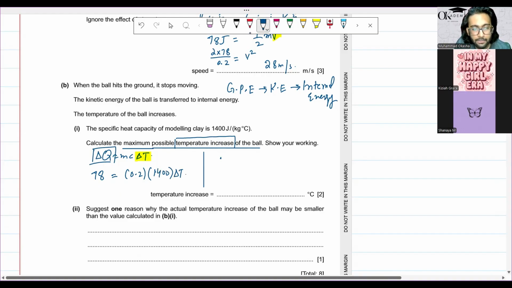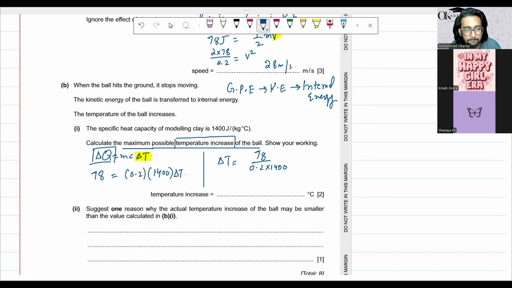So delta T, which is the increase in temperature, should be equal to 78 divided by 0.2 times 1400. Before doing that, you should make sure that your units are consistent. Everything is in kilograms, joules and newtons. So what should you get? I think you should get 0.28.